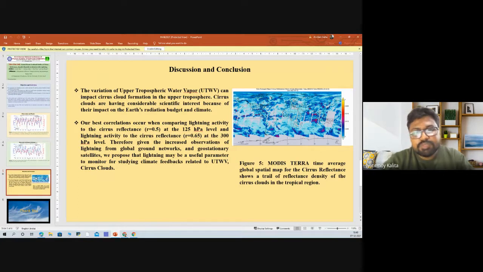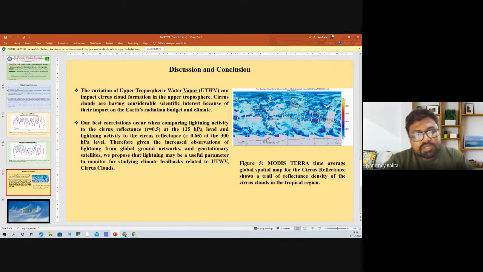So how it may impact? Also, the lightning is a parameter which is in abundance in the tropical region. So how the convection may affect the upper troposphere water vapor, the lightning, and also the cirrus reflectance. So we are trying to investigate, and we are trying to analyze the data on this behalf.